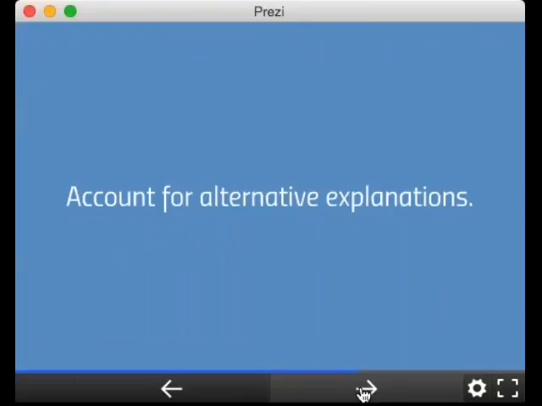Next is accounting for alternative explanations. There's all kinds of stuff that can go on in a community during the course of this program and the evaluation for it. All kinds of crazy variables may have some type of an impact on the needs that we're trying to address.